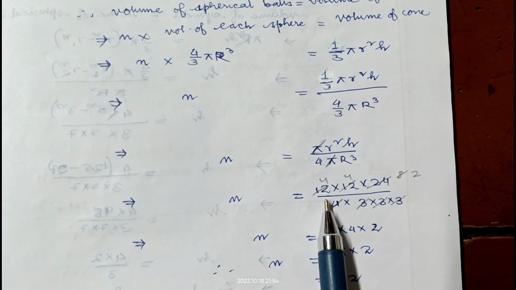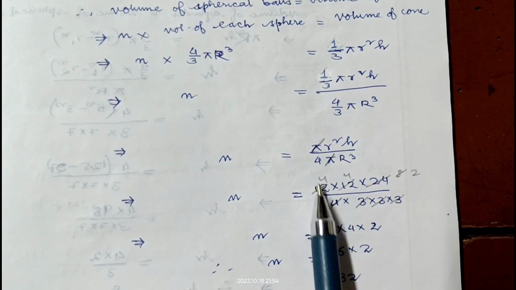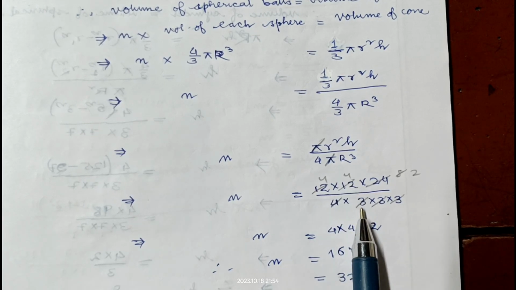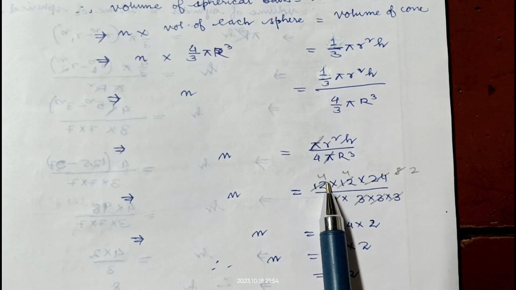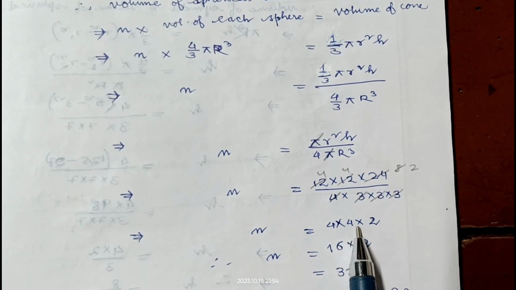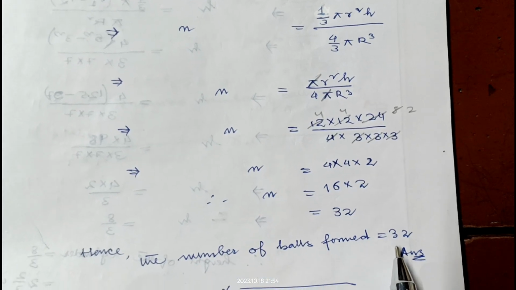r is 12, so 12 into 12 into 24 divided by 4 R cube. Capital R is 3, so it will be 3 into 3 into 3. If I cancel, then n will be 4 into 4 into 2. 4 4s are 16, 16 twos are 32. Therefore, the number of balls formed will be 32.